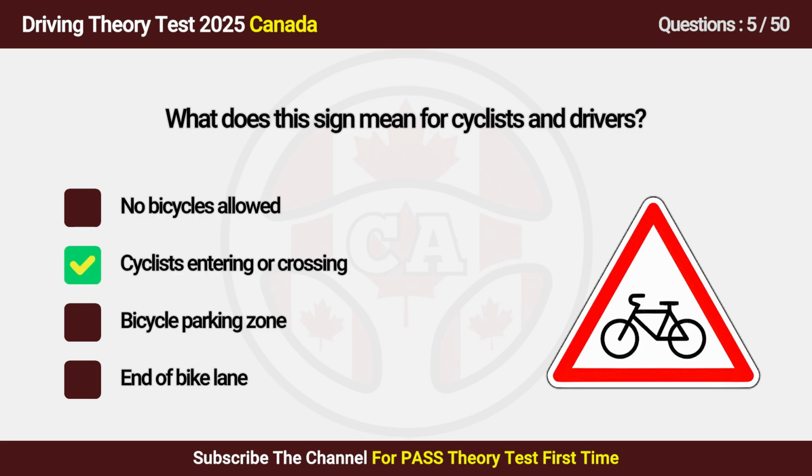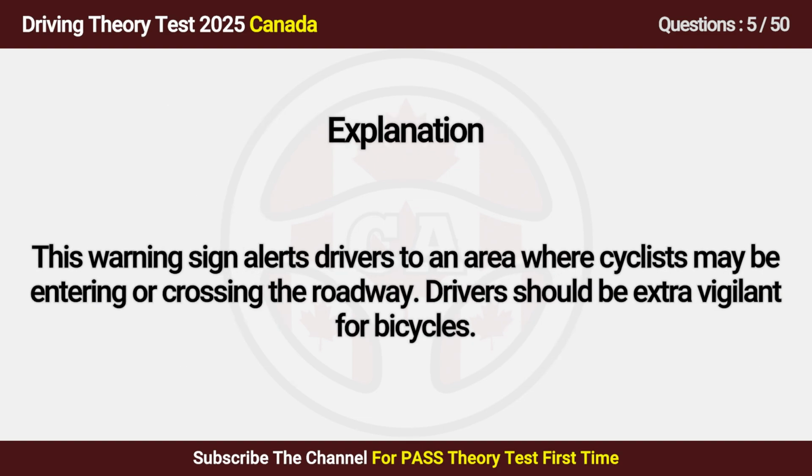Answer is B. Cyclists entering or crossing. This warning sign alerts drivers to an area where cyclists may be entering or crossing the roadway. Drivers should be extra vigilant for bicycles.